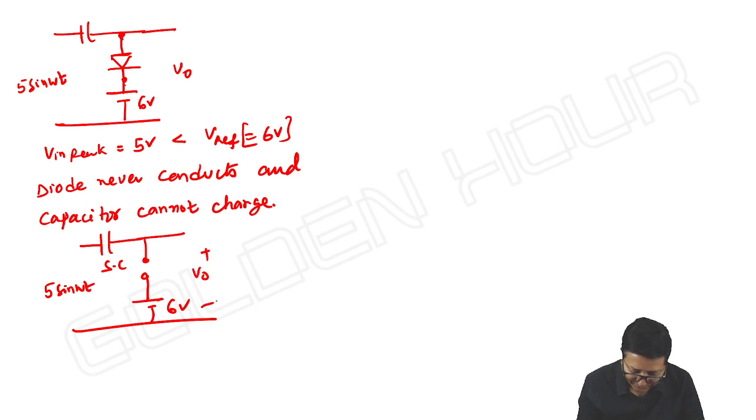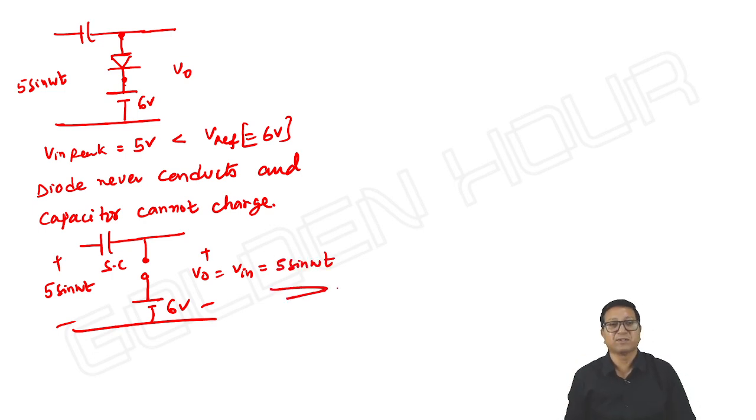And what is our output, friends? It is simply equal to input, that is 5 sin omega t. There is no possibility of clamping at all. Output is equal to input in this case. When is it possible? Means when the reference voltage is greater than the peak amplitude of the input. Okay, this is the story. So these are all the possible cases with reference voltage.